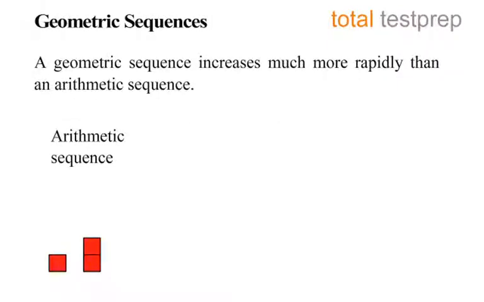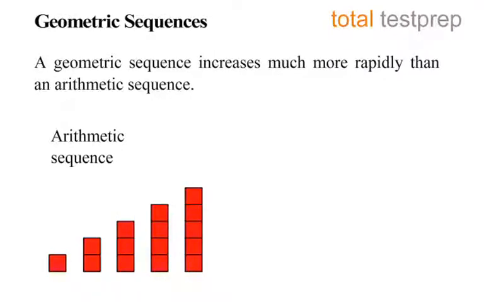In an arithmetic sequence, if the next term is 2 red squares, that means you're increasing by 1 red square each time. So the term after that is going to be 3 red squares, then 4 squares, 5 squares, and so on. Because we're always increasing just by 1 square each time.